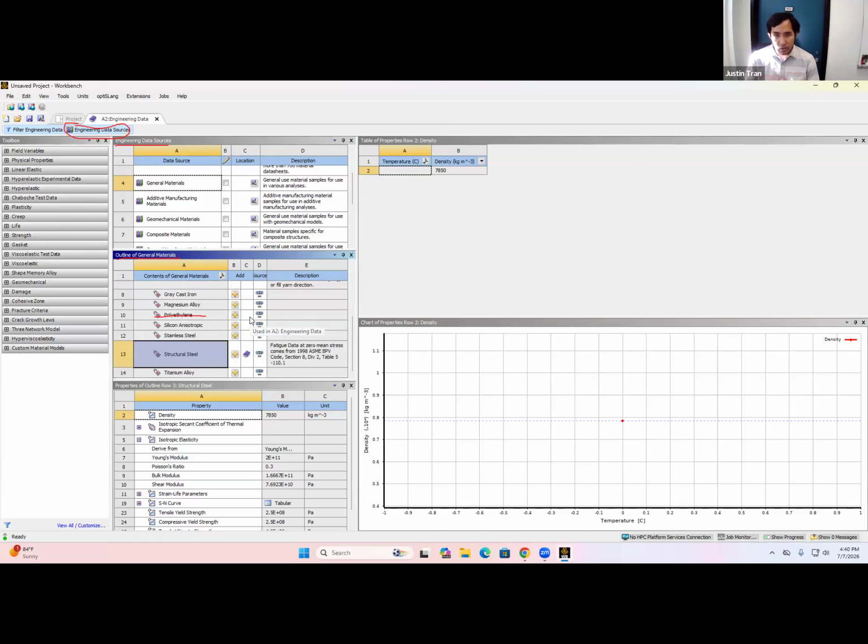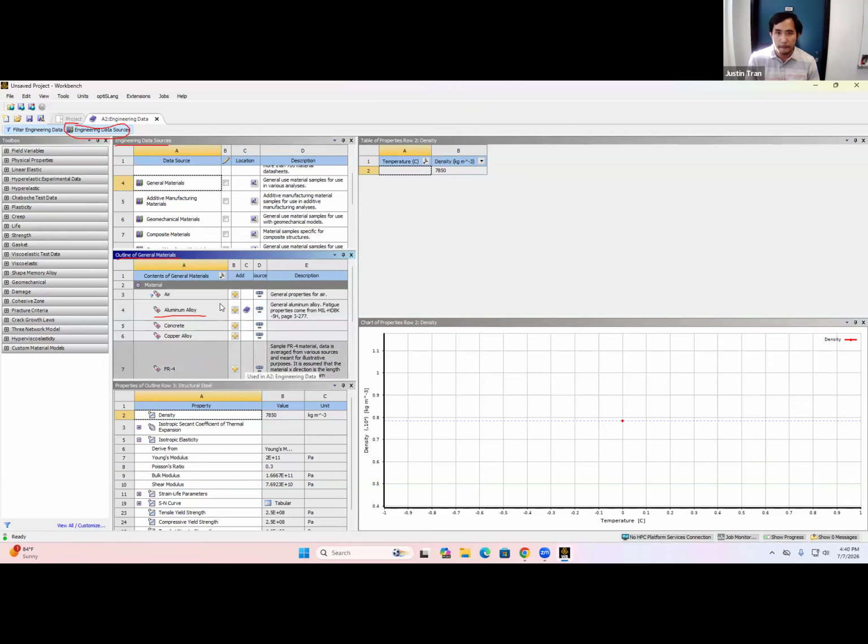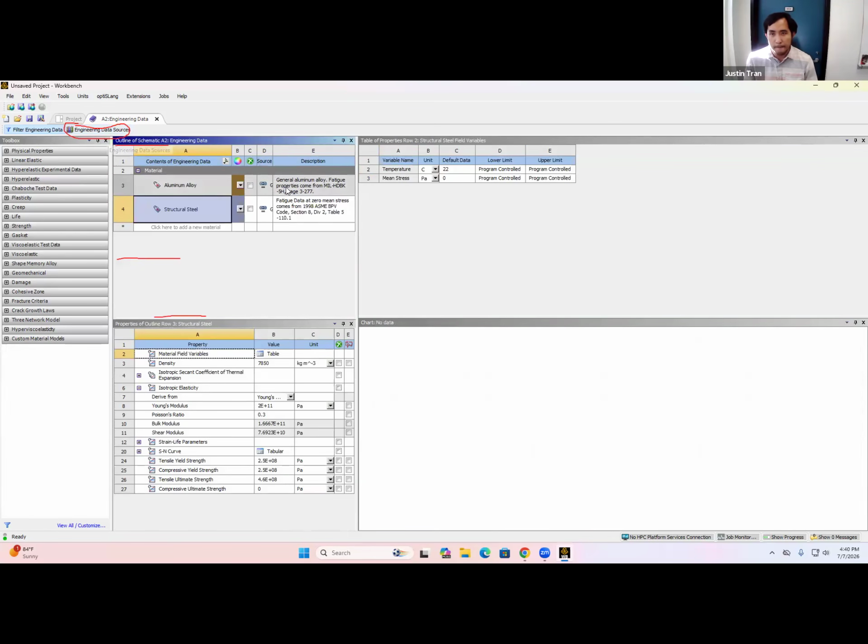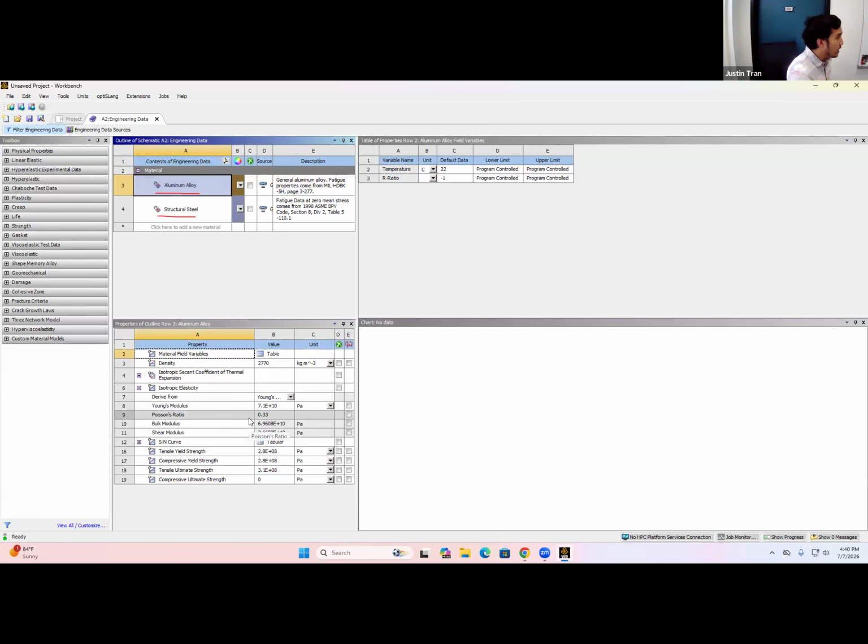And if you scroll down a bit, you can see that there's structural steel here as well. And structural steel already has that book because that's the default material. Okay, and so if you go back to our engineering data, so if we basically click on this engineering data sources button one more time to close that, okay, you can see now that we have 2 materials that are added. So we have our structural steel, which was our default material, and then we have our aluminum alloy here, which is the material that we just added through the library within ANSYS itself. Okay, and then you can left click on aluminum alloy here and you can check the properties down here as well. Okay, any questions on that?